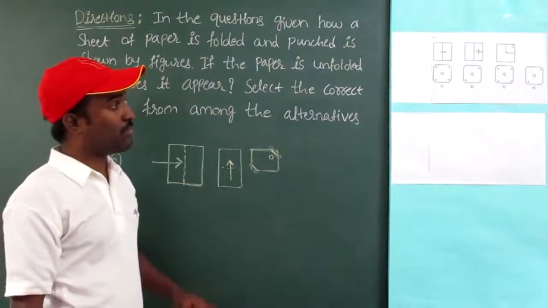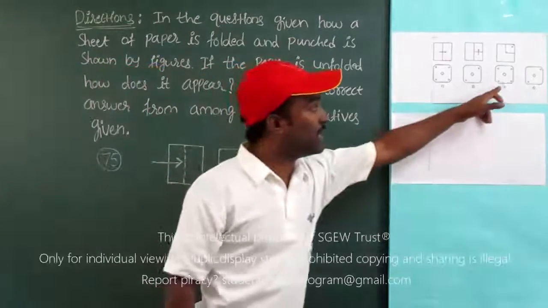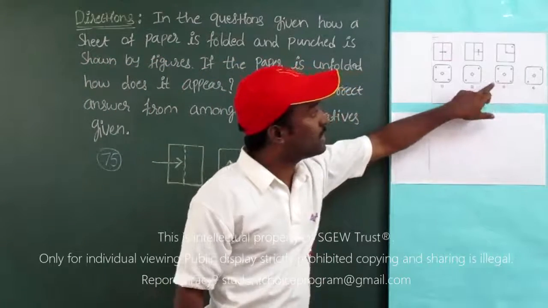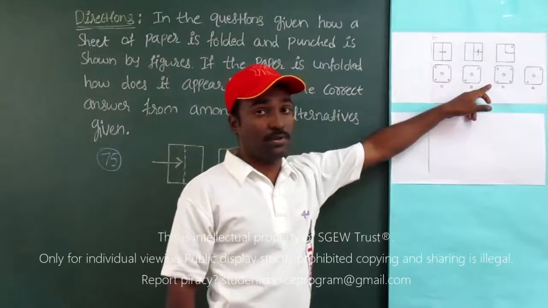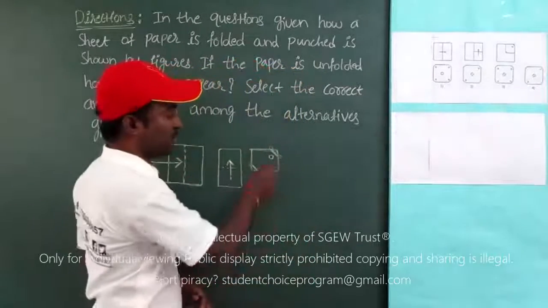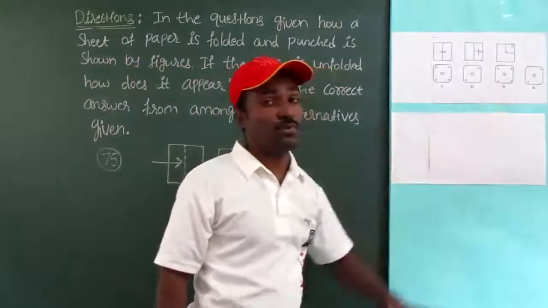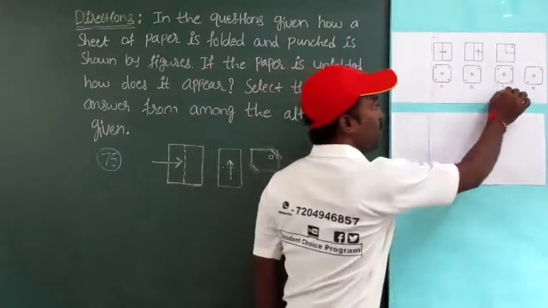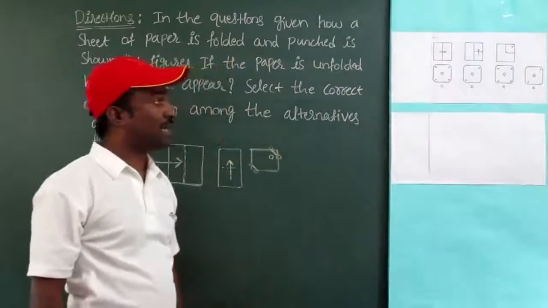If you see option 3 and option 4, here you can see a round cut which should not come, rather it should give you edges. So option 3 and option 4 will be wrong options. So we eliminated two options. Now we are left with the first and second options.